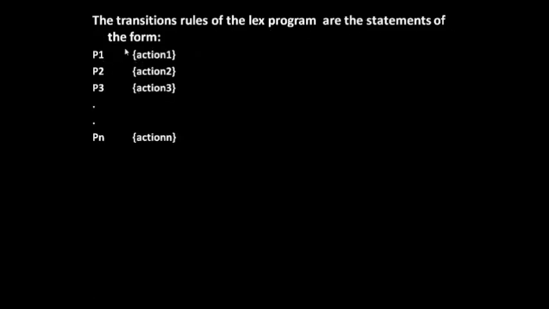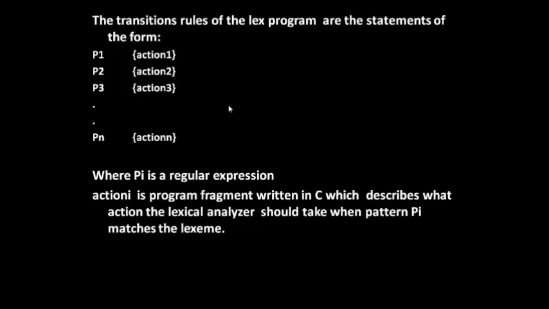Now what are the translation rules of the Lex program? The translation rules of a Lex program are statements of this form: P1, and then in curly braces action 1, P2, then in curly braces action 2, and so on. So what are these P1 and action 1? Here P1, P2, P3 and so on up to Pn are regular expressions. And what are these action 1, action 2, action 3? These are program fragments which are written in C.